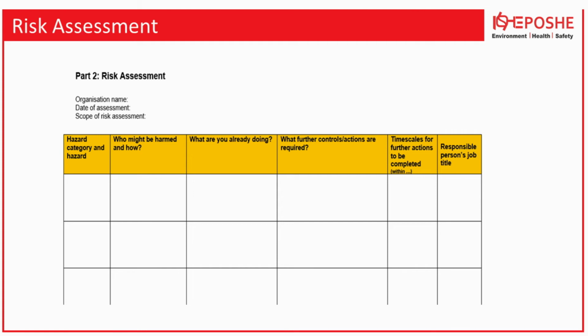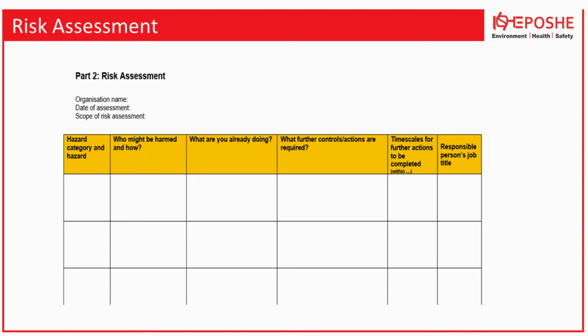Next, column 4: what further controls or actions are required? Here you have to write what additional controls are required to manage the risks effectively. Remember, these controls or actions must be realistic and based on the hierarchy of controls and the prevention and control measures in ILO-OSH 2001, Section 3.10.1, in deciding on further controls. Column 5.